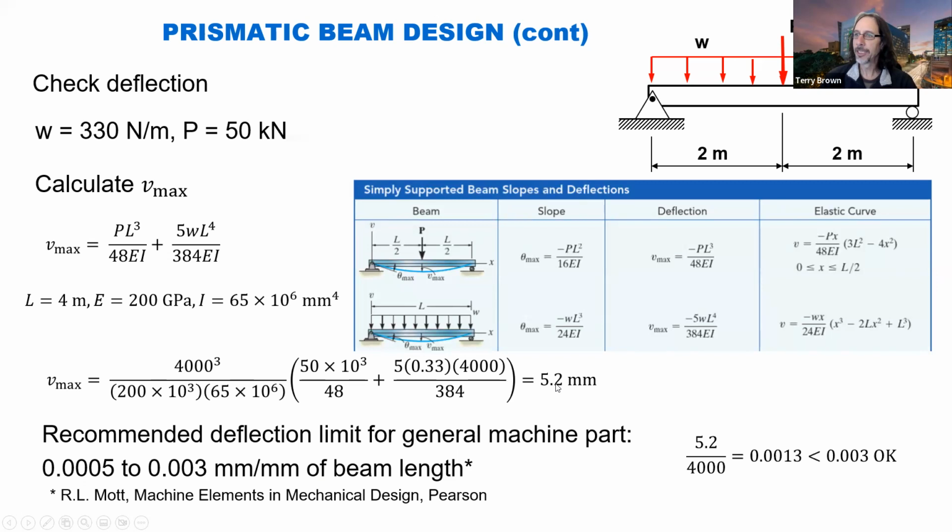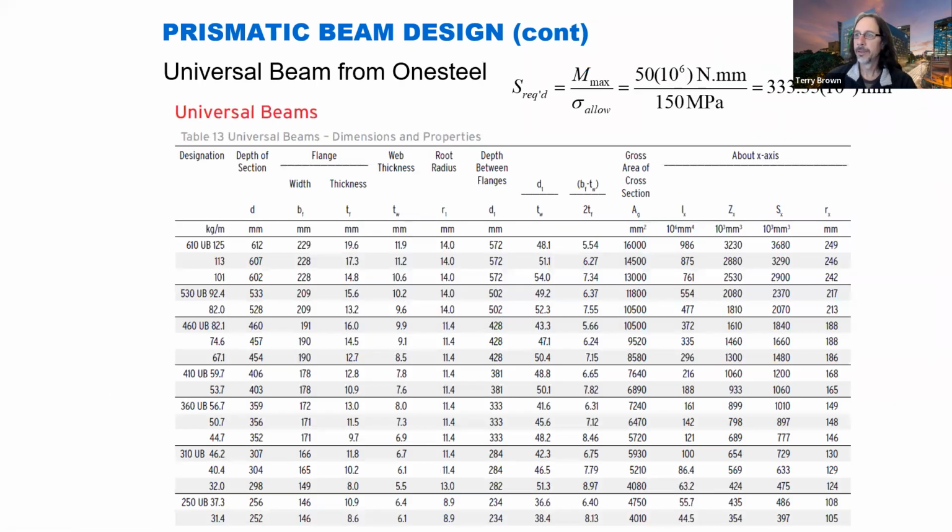So from our calculations, we've got 5.2 millimeters deflection in 4 meters or 4,000 millimeters. That gives us 0.0013, which is less than 0.003. So, okay. All right.